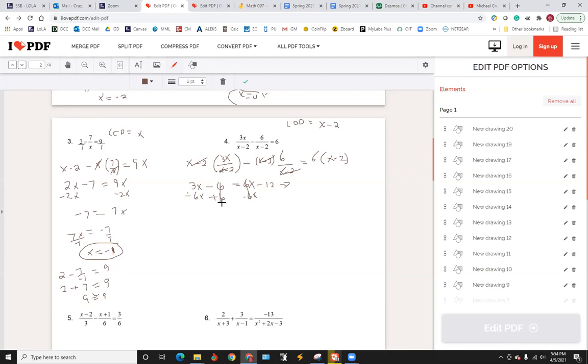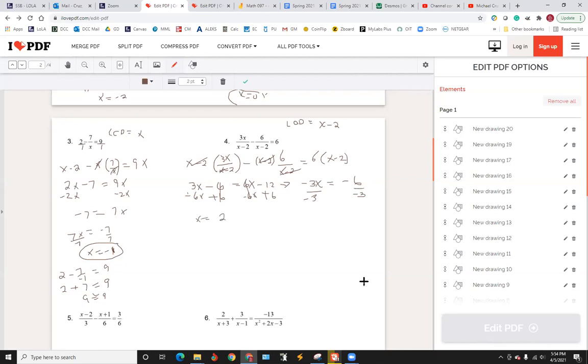And what are we left with? We're left with negative 3x is equal to negative 6. And so when we divide by that negative 3, we've got x is equal to 2.